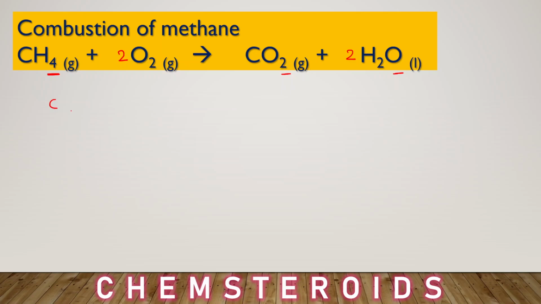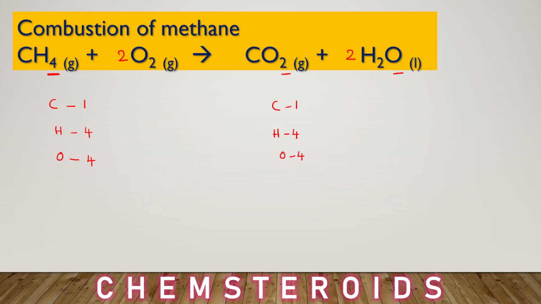So the number of carbon on both sides is 1 and 1. The number of hydrogens on both sides is 4, and the number of oxygen on both sides is also 4. So the reaction is balanced.